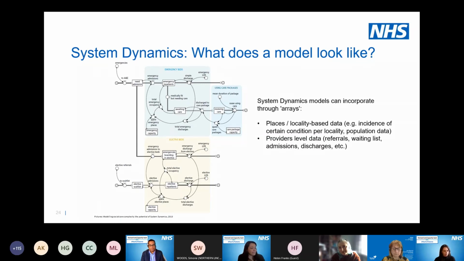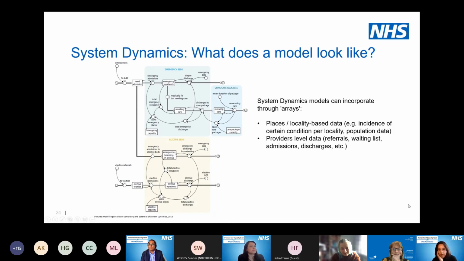If you are thinking about your ICS, you may say, oh, I have some place level data, so I may know what is the incidence of a condition in my community, but I also have all the data that is sitting, for example, in the acute providers, and that's provider level data. You have a range of data sets in there. System dynamics will allow you to use different data sets and put them all together in one single model. It's able to handle different data sets, and you can convert it, and we can help you to understand how that process might happen. Is there a question in there?